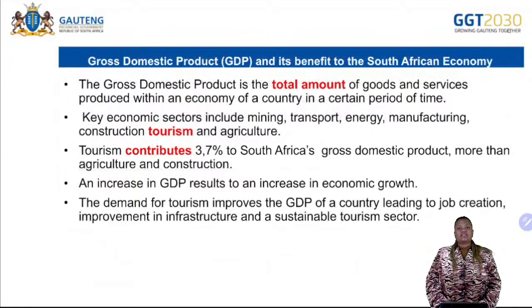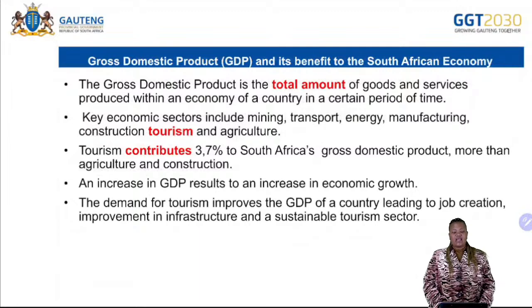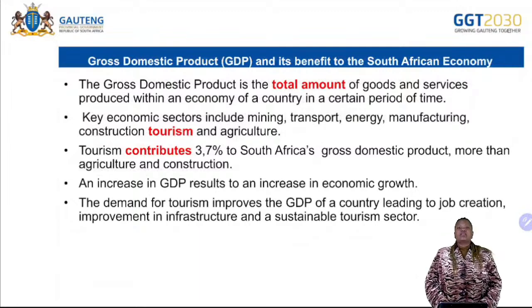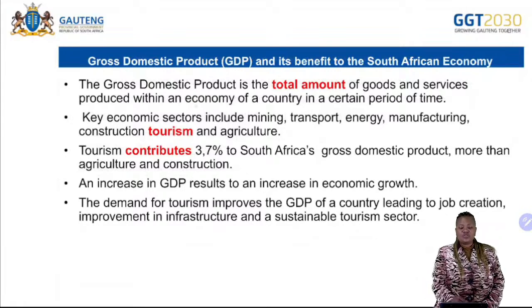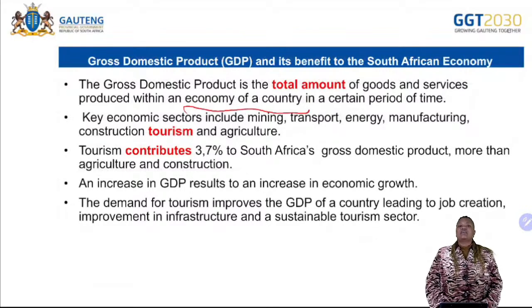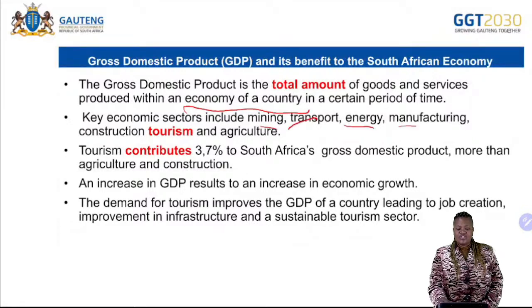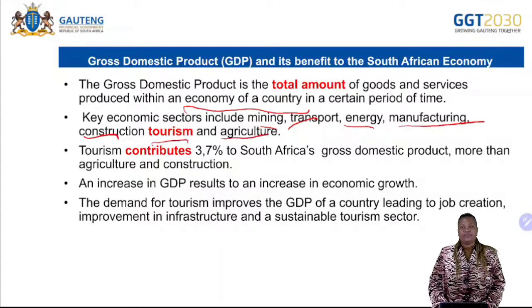Now, remember that on the section where I said what you need to know, there was a statement saying that you need to know the gross domestic product and its benefit to the South African economy. The gross domestic product is the total amount of goods and services produced within an economy of a country in a certain period of time. Key economic sectors include mining, transport, energy, manufacturing, construction, tourism, and agriculture.